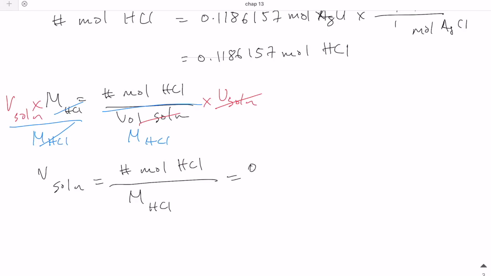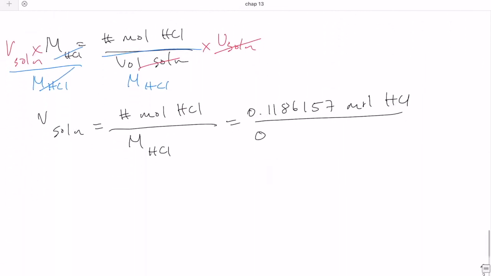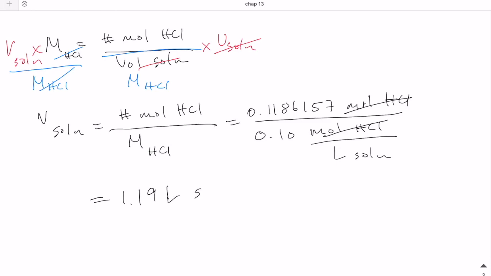The number of moles I already have from my calculation. The molarity is given to us as 0.1 molar. So we would write that down. And remember that 0.1 molar is the same as 0.1 mole per liter. And this is how your units cancel out. And then you have 1 over liter, which just becomes liter. And so your final answer is 1.19 liter of solution. In milliliter, this would be 1.19 times 10 to the third milliliter.